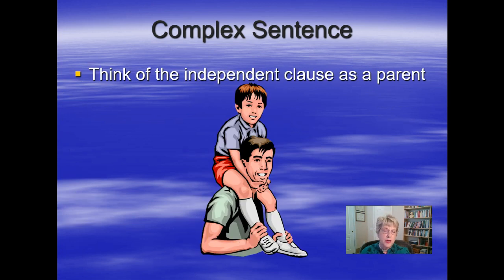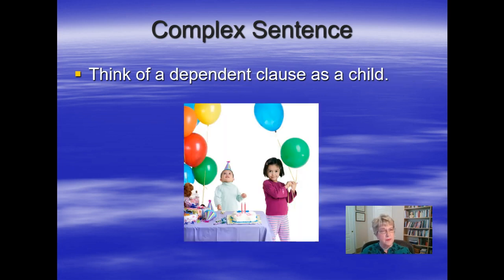When I'm trying to learn a new concept, I like to create analogies, and this is the one I thought of to help me remember the structure of that complex sentence. I like to think of the independent clause as the parent. The parent has a job, has shelter, has transportation, makes decisions, so the parent is very independent. I like to think of the dependent clause as a child. The child needs to be cared for, needs rules, and is under the watchful eye of the parent.